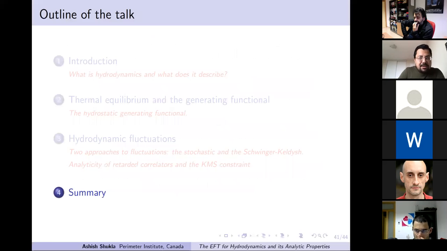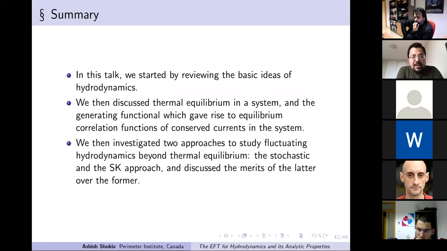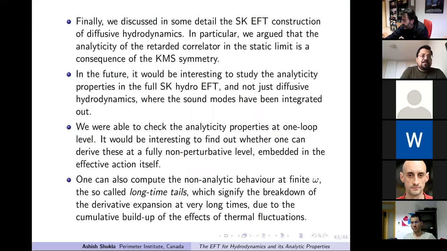So I'll now just summarize the talk. In this talk, we started by reviewing the basic ideas of hydrodynamics. We then discussed the state of thermal equilibrium in a system and the equilibrium generating functional, which gave rise to the equilibrium correlation functions of the stress energy tensor and other conserved currents in the system. We then investigated two approaches to study fluctuations out of equilibrium. These were the stochastic approach, which is the somewhat older and more restrictive approach, and the Schwinger-Keldysh approach, which is the more recent one and the more powerful of the two. And we also discussed the merits of the latter over the former.